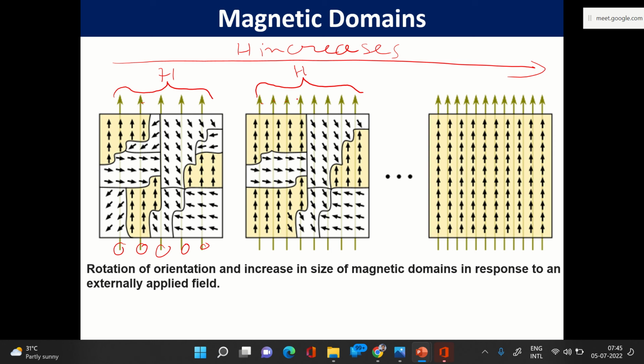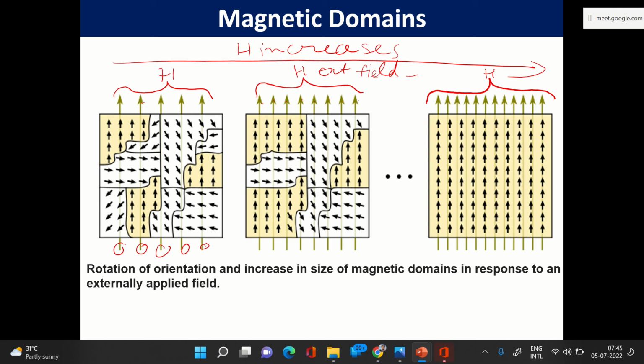So 1, 2, 3, 4, 5, 6, 7, 8, whereas in this case you have an even larger number. So this is to indicate that we are gradually increasing the magnetic field when we move left to right. These are the things that I call scientific drawing, very much conveying the idea that we are increasing the external magnetic field. So this is the external field applied, and this is gradually increasing from left to right.